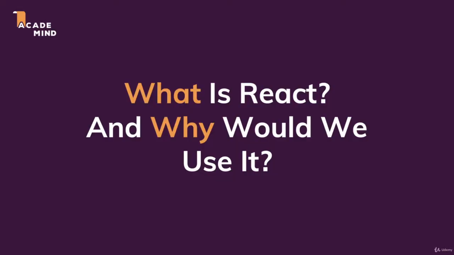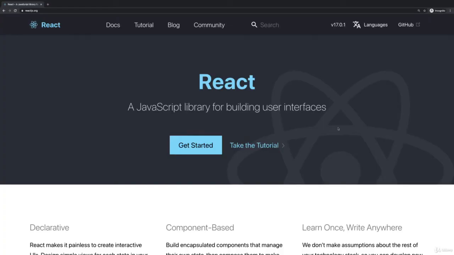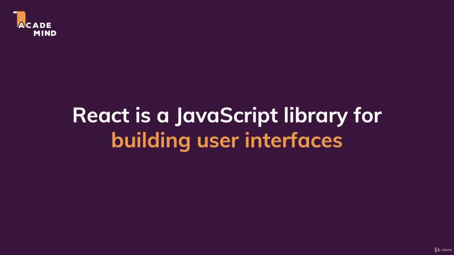So what is React, or react.js as it's actually called, and why would we use it? Well, to answer that first question, what it is, we can of course visit react.js.org, the official React.js webpage. And there we learn that React is a JavaScript library for building user interfaces. That's a nice sentence. But what exactly does that mean?